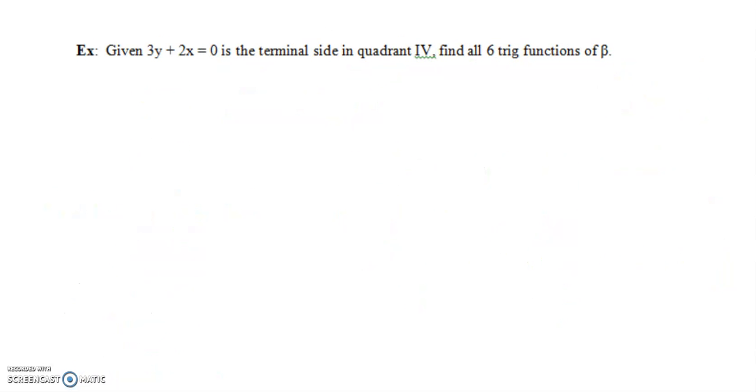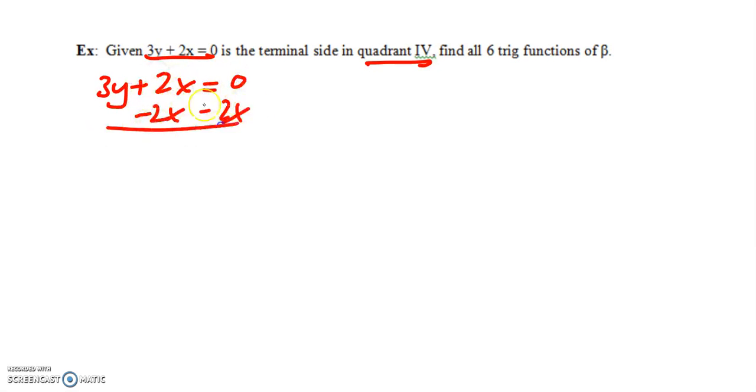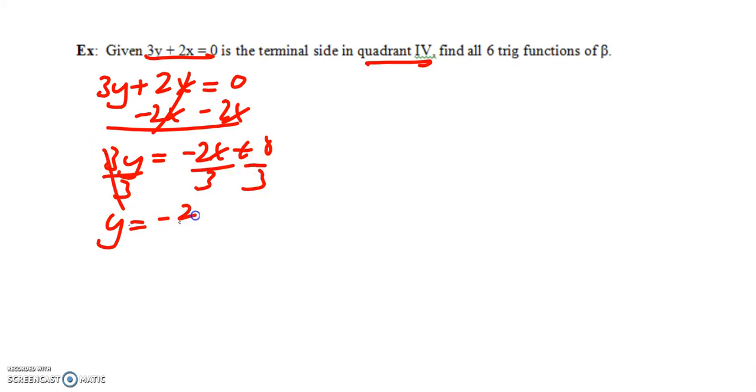The next example, given this line is the terminal side in quadrant 4, find all 6 trig functions. Well, just like the last example, we want to find the slope of this line. So my goal would probably be to get y alone. So I'm going to subtract 2x. 3y equals negative 2x plus 0 technically. If I divide by 3, I'd have y equals negative 2/3 x plus 0.